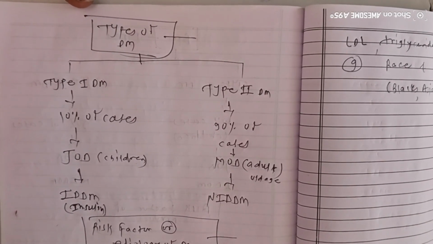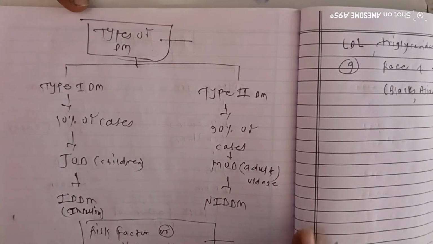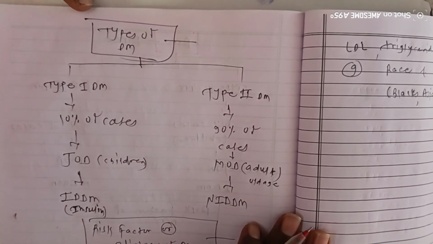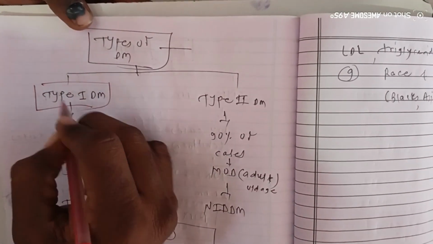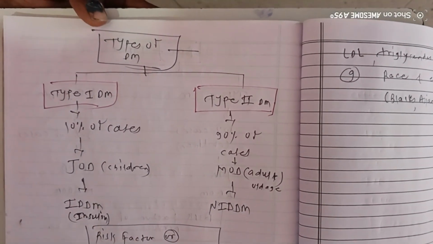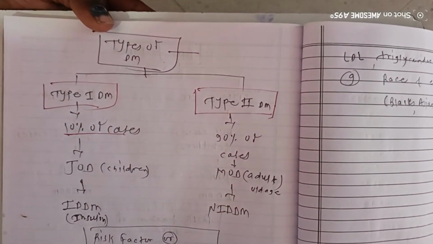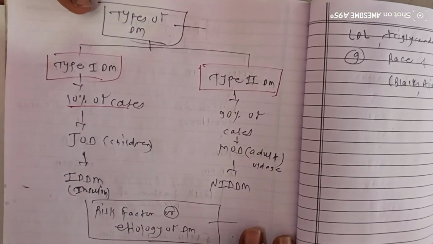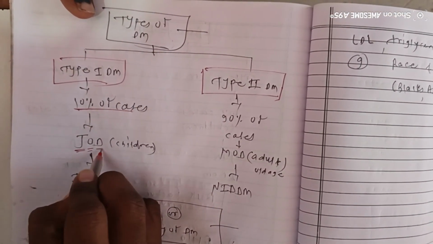And today's topic is types of diabetes mellitus. So let's get started. There are mainly two types of diabetes mellitus: type 1 diabetes mellitus and type 2 diabetes mellitus. Type 1 diabetes mellitus occurs in about 10% of cases, and it mostly occurs in children. Therefore, it is also called juvenile onset diabetes mellitus.